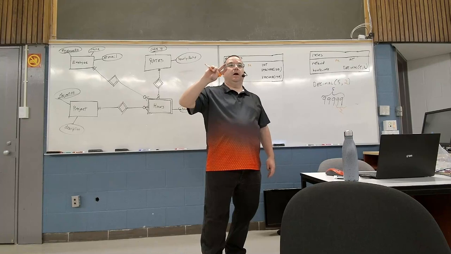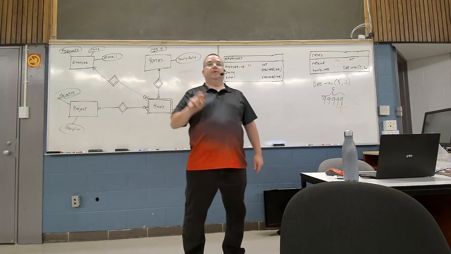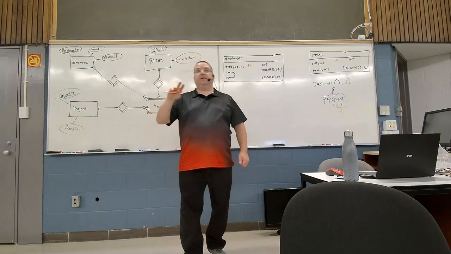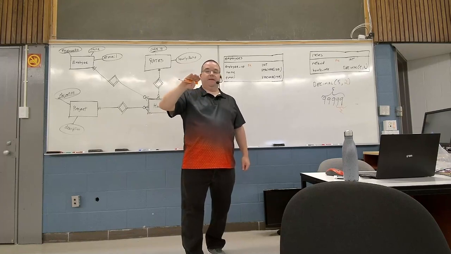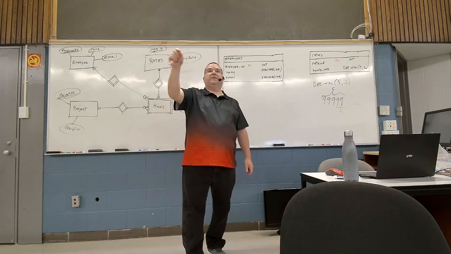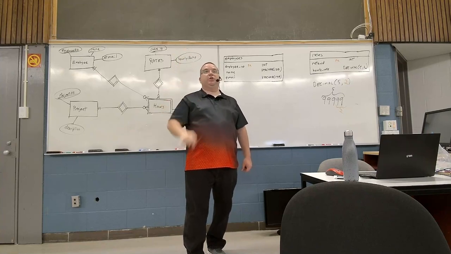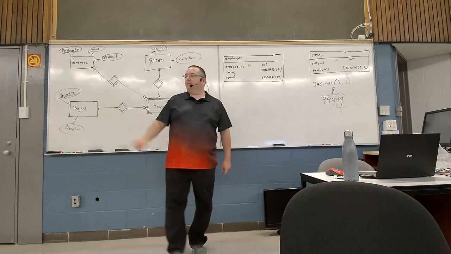Decimal and numeric are interchangeable. They're aliases of each other. MySQL implements decimal. Postgres implements numeric. But you can actually use decimal in Postgres and numeric in MySQL, and they just swap it with each other. They're the same thing.